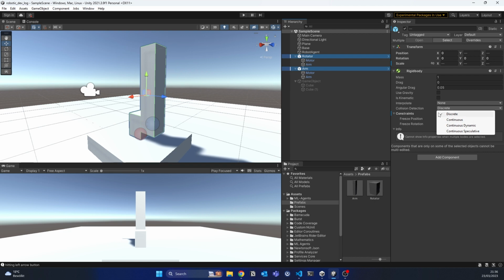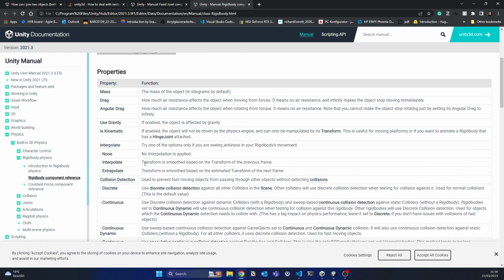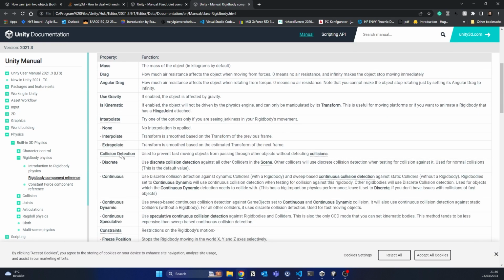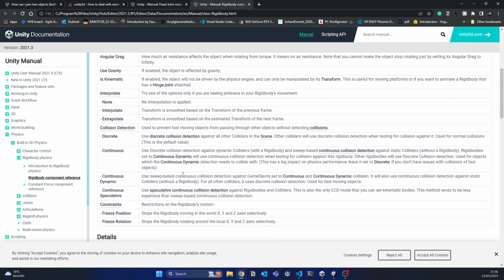Which, what do we need here? Maybe need some help. So collision detection. Discrete, use discrete collision detection against all other colliders in the scene. We use continuous against dynamic colliders. I think this is what we need. Sweep based. Continuous and continuous dynamic collision. It will also use continuous against static colliders.